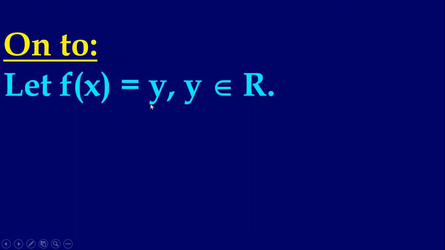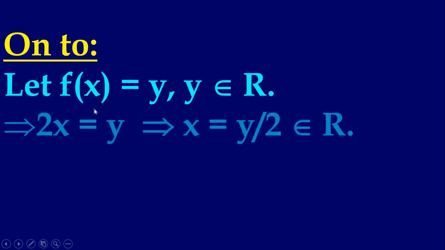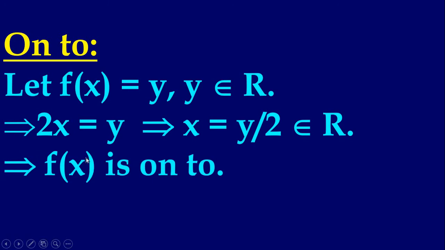So next we verify the function is onto. We take f(x) = y, where y belongs to R. Now f(x) is 2x, so therefore we can write 2x = y. Therefore x = y/2. Now y/2 is a real number, so therefore x = y/2 belongs to R. So therefore this function is onto. This function is 1-1 and onto when it is a function from real numbers to real numbers.